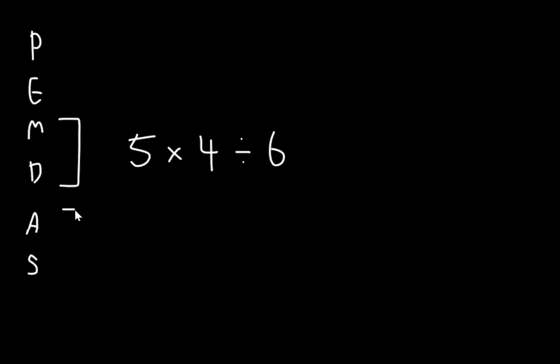Same thing with addition and subtraction. They're also the exact same. So 5 plus 4 minus 6. As long as you do all of it, you're fine. So 5 plus 4 is 9, 9 minus 6 is 3. 4 minus 6 is -2, and 5 plus -2 is also 3.